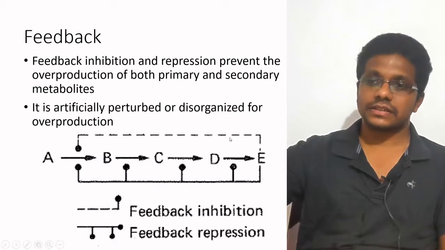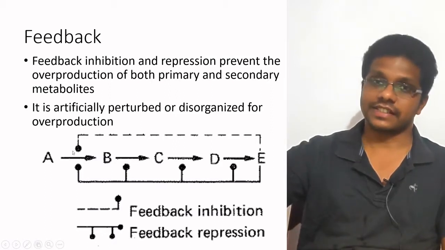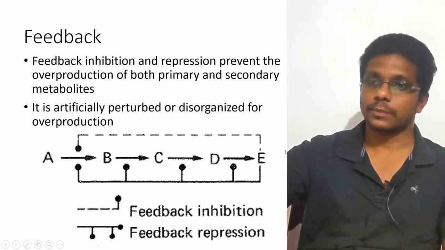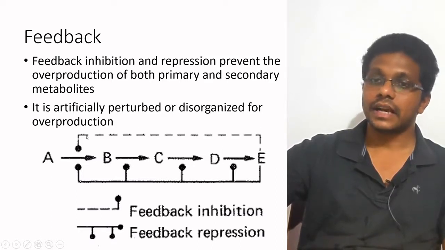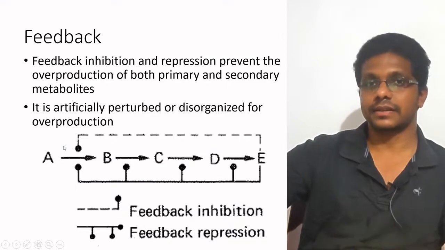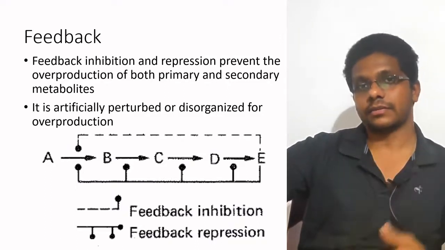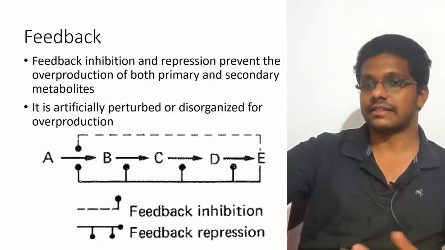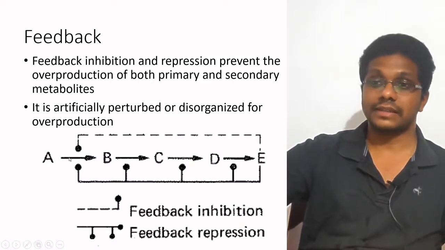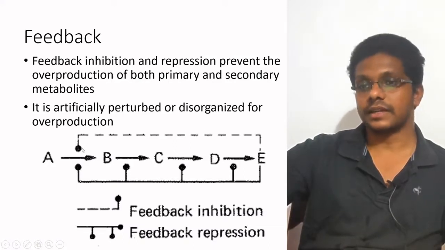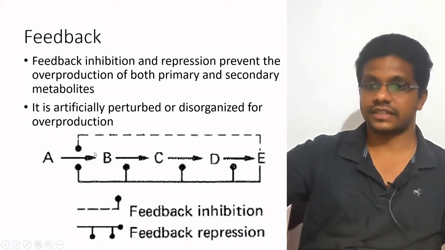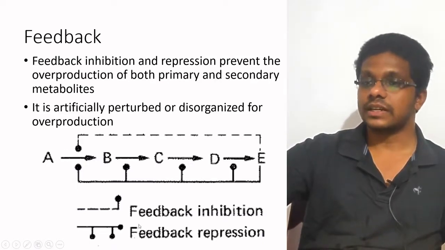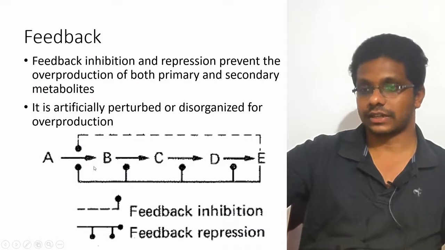It always need not be the very first reaction. It should be the committed step in a reaction. So the final product will be inhibiting the committed step. Committed step means the step in which there is a reaction with a high energy, so it is very difficult to reverse that reaction. Such a reaction is called the committed step. So the committed step will be inhibited. In this hypothetical pathway, the very first reaction is the committed step, so E is inhibiting the very first reaction. That's called feedback inhibition. It is shown in the dotted line.